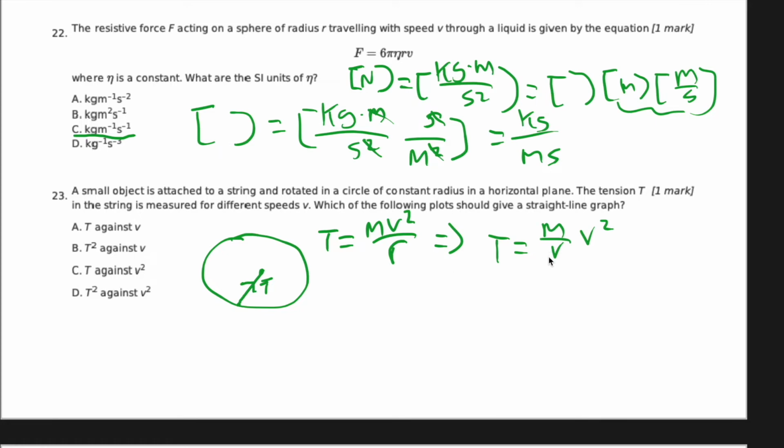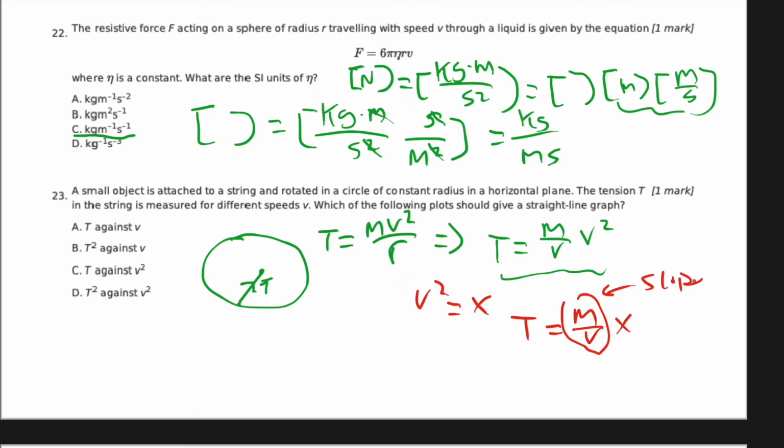Okay, so now this is a little bit more clear. For this one, let's say I write v squared is equal to x, then the equation becomes m over v times x, and this part can be seen as the slope of the function, and x is the input. This is going to give us a linear relationship, right? So we know C must be the correct option.